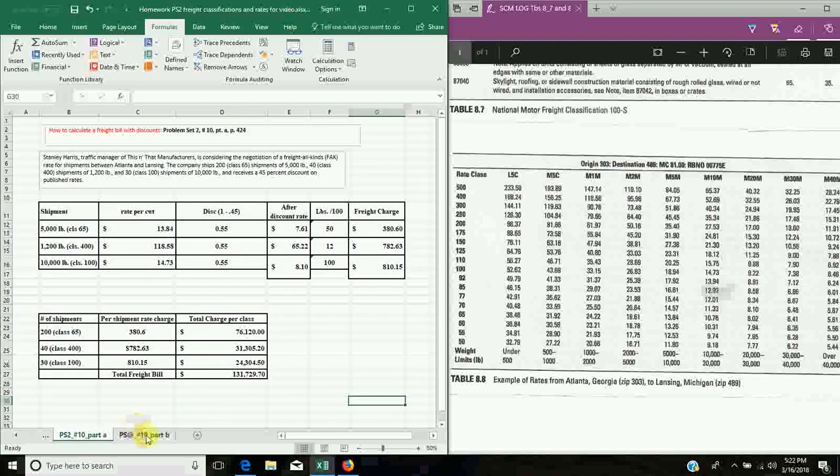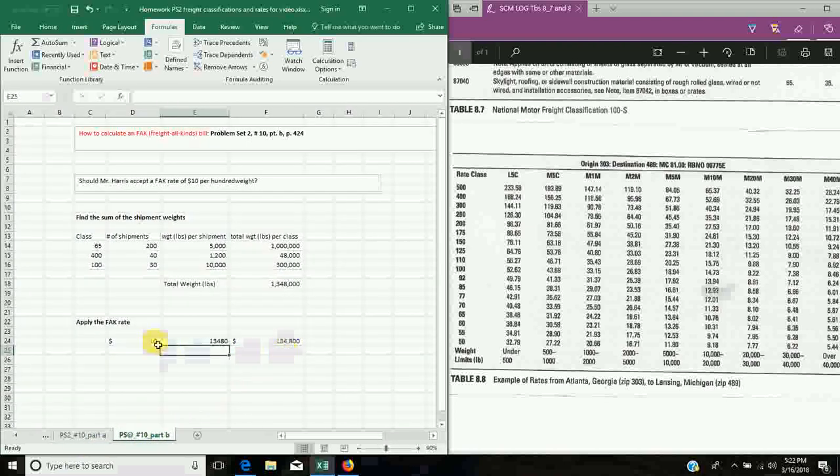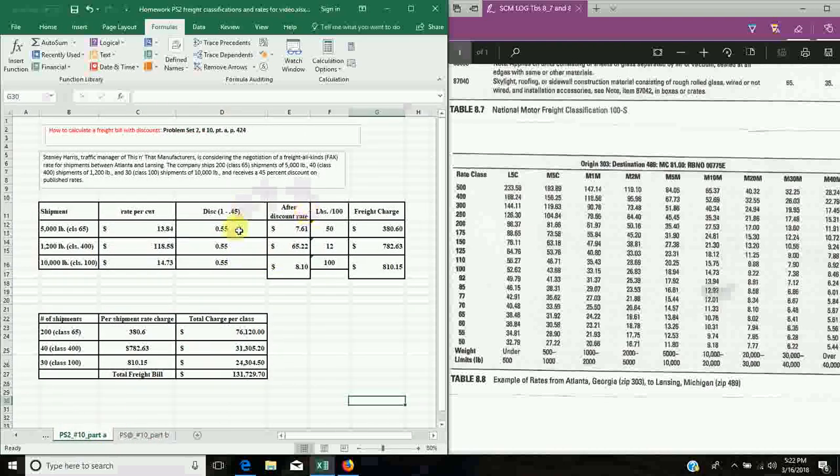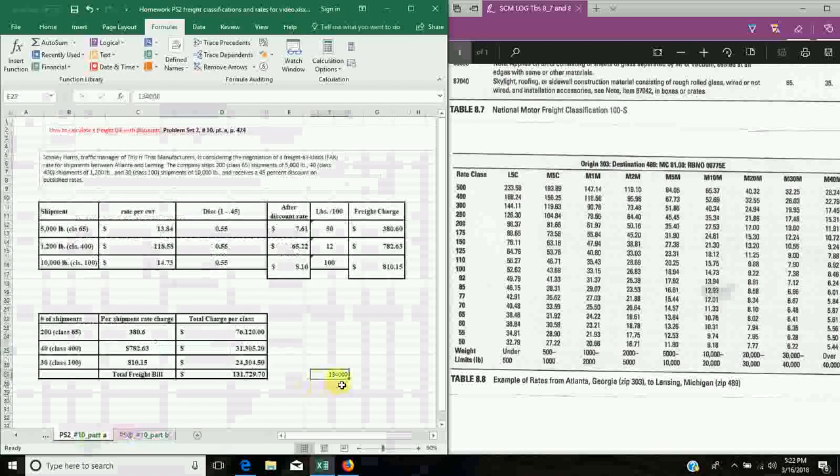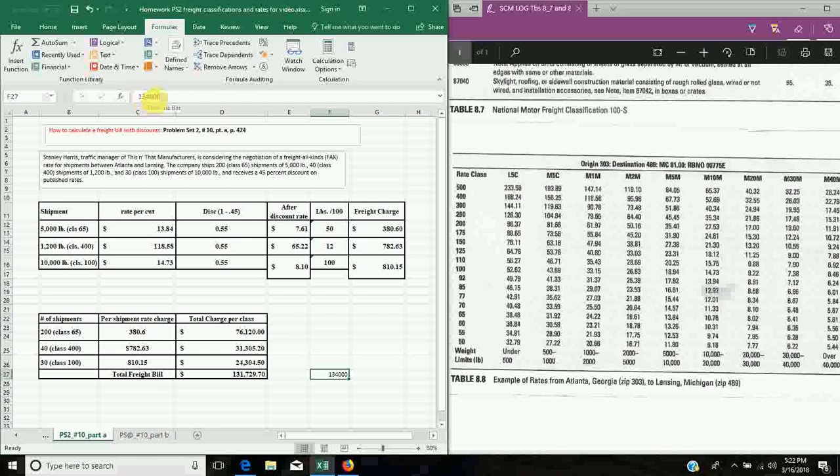Is it higher or lower than this rate? It is higher. So we do not want to consider the FAK rate. Mr. Harris is just fine and dandy with the negotiated rates with this discount that he was able to get. So 134,800, I should say, is greater than the discounted rate that he has. Okay? All right, so he'll stick with this.